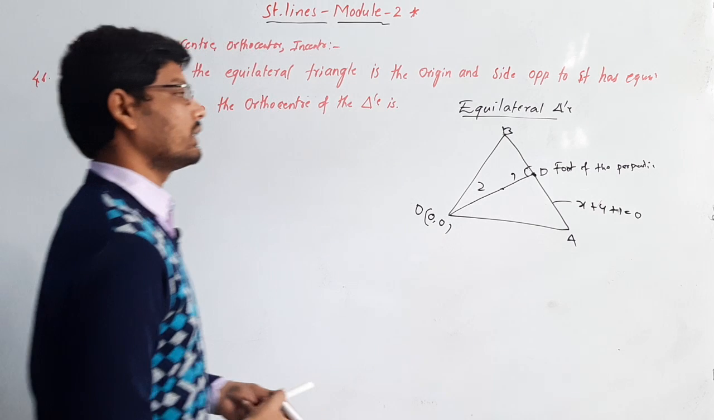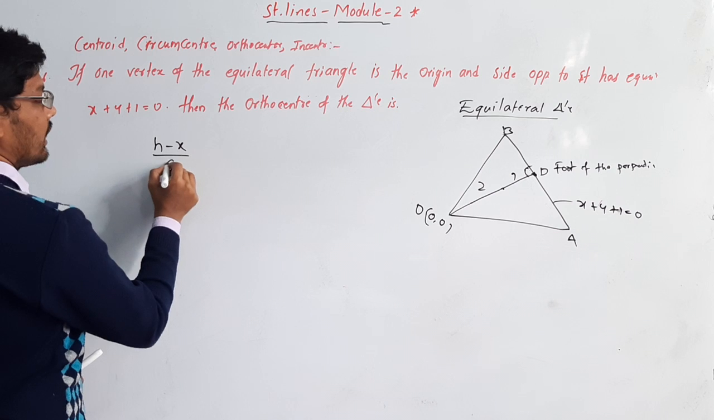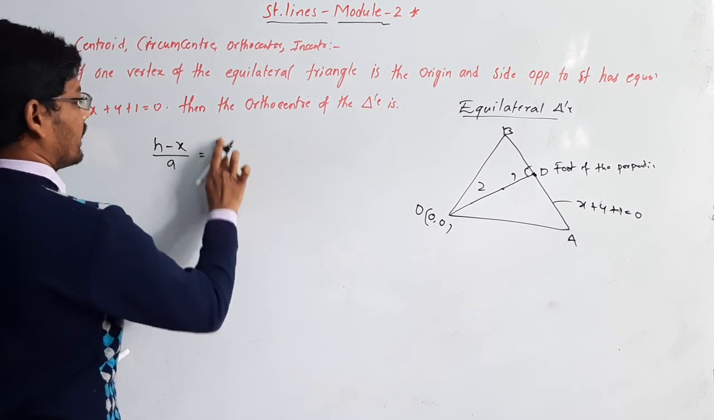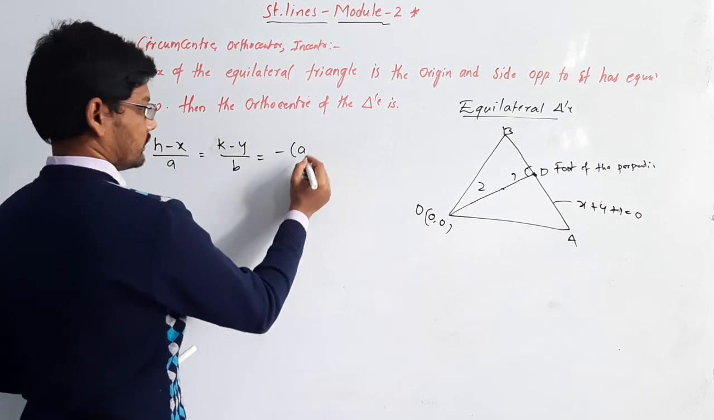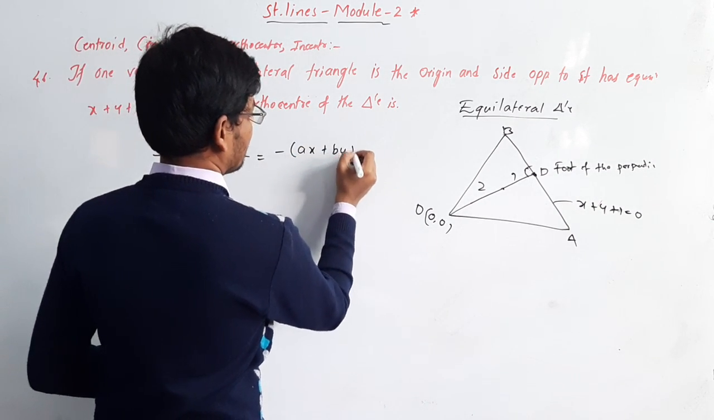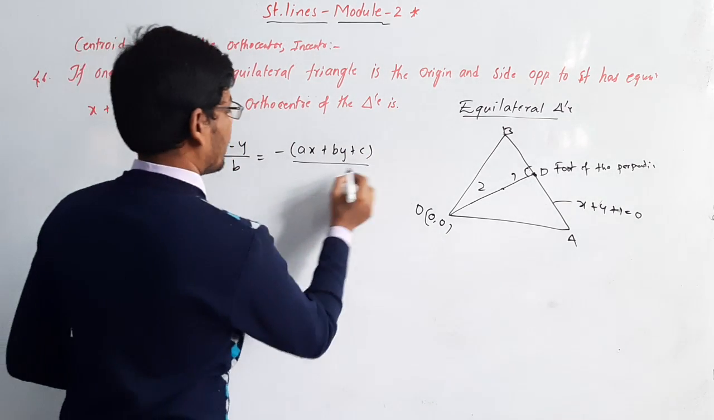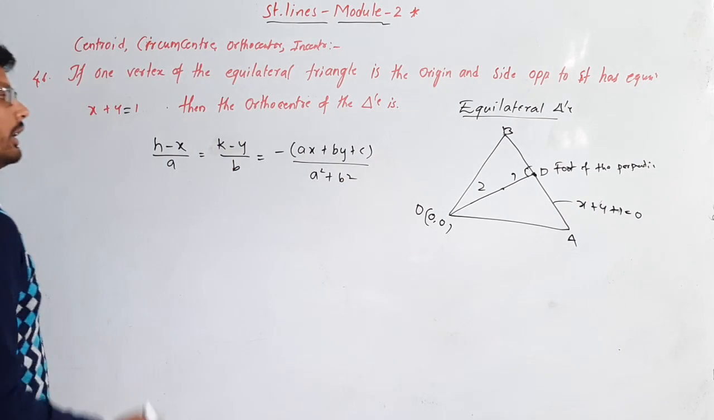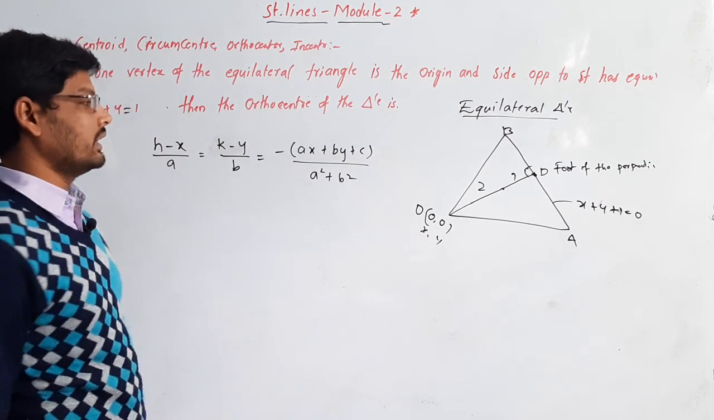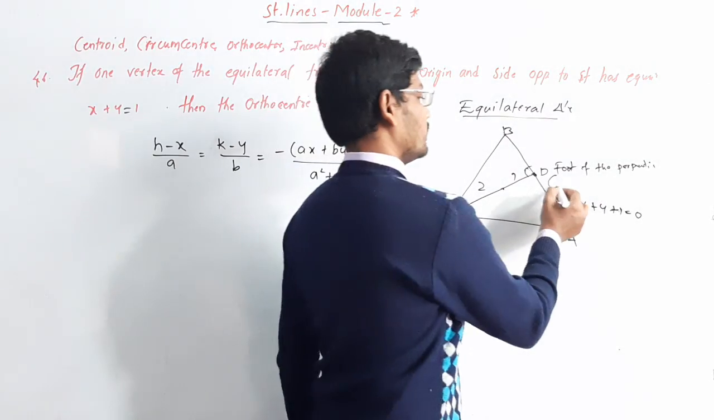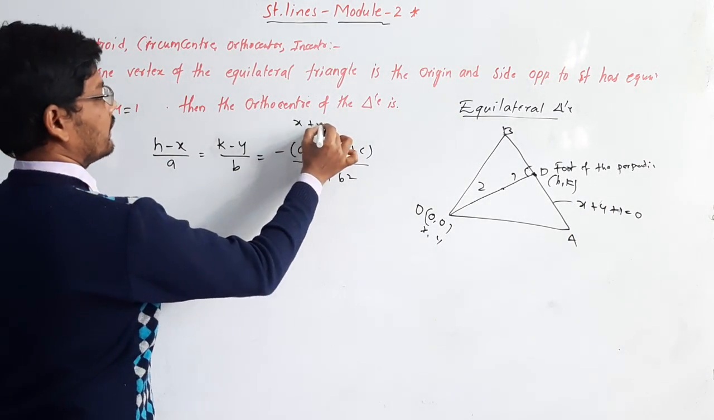So that's why if you want to find it, the equation is h minus x by a is equal to k minus y by b is equal to minus of (ax plus by plus c) divided by a square plus b square. So h minus x, x comma y is the origin, and h comma k we don't know, this is h comma k here. So the line he has given is x plus y is equal to 1 here.